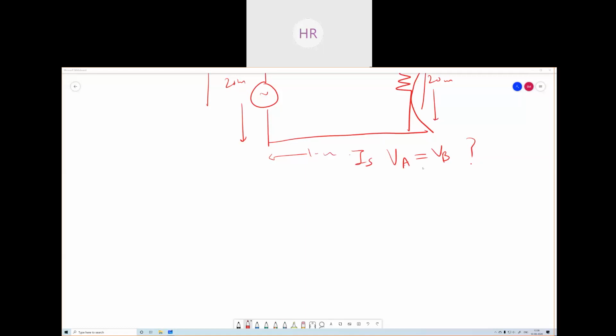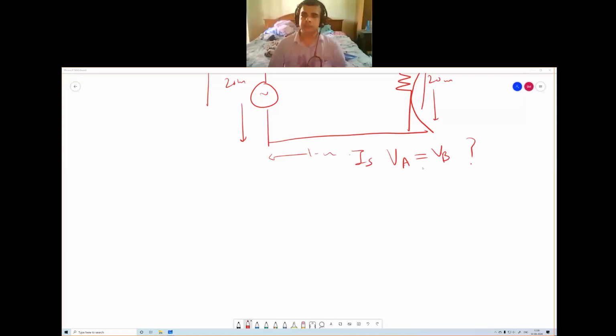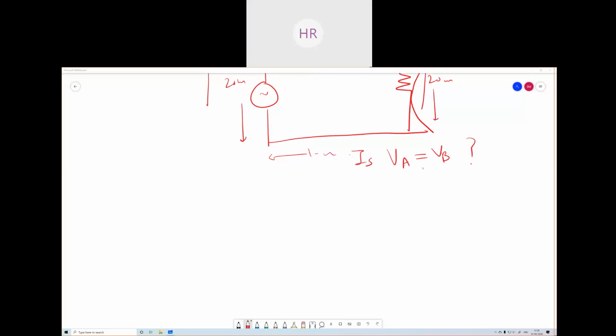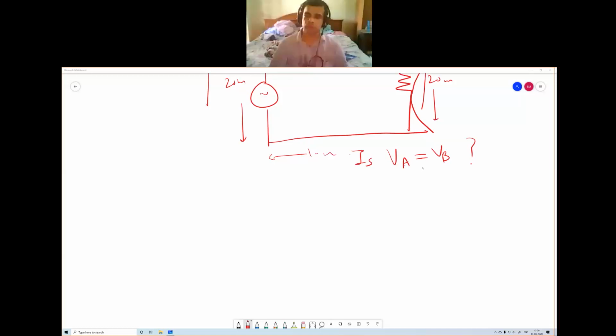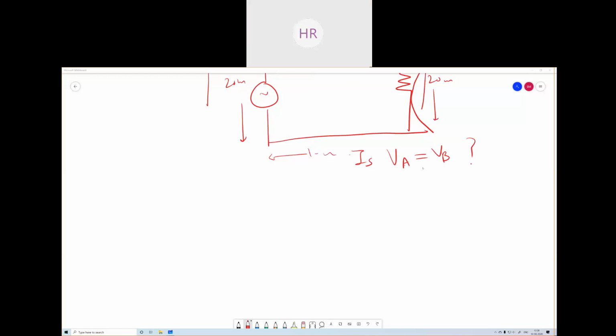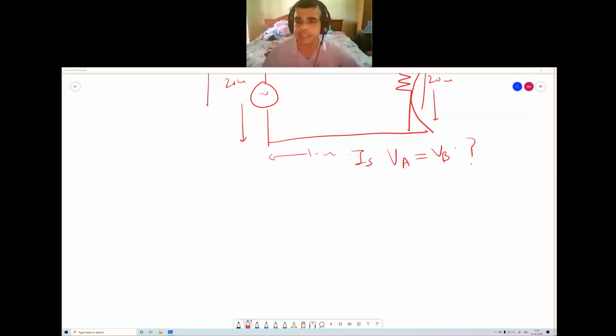Okay, so KVL and KCL can be applied safely only when the circuit dimensions are much smaller compared to the wavelength. Okay, fine.